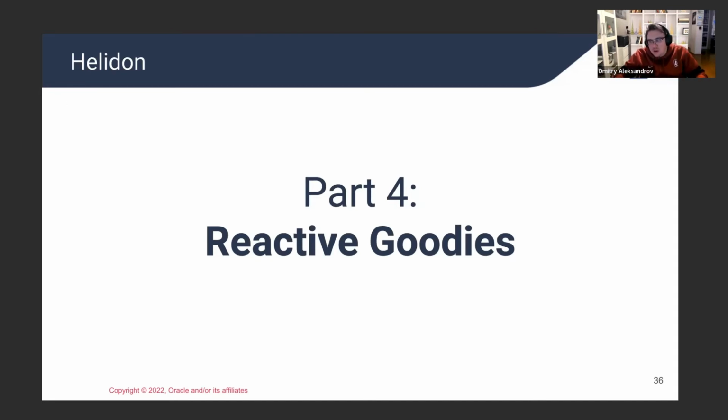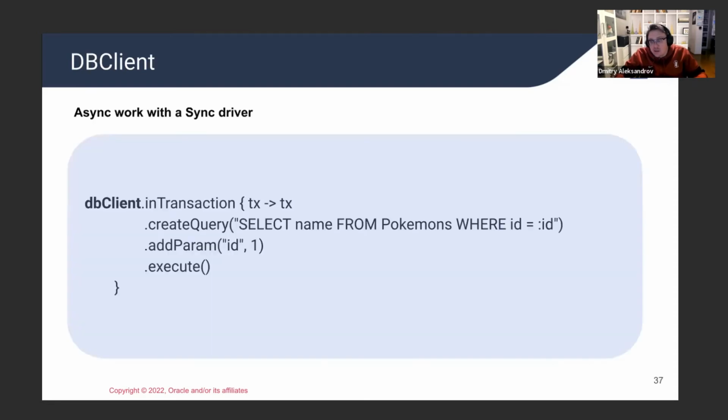Helidon is for microservices, microservices can also work with databases. They are not somewhere completely disconnected and stateless. And that's why we created a so-called DB client. DB client is a reactive client to databases. It is cool because it actually makes any of your blocking JDBC drivers unblocked.